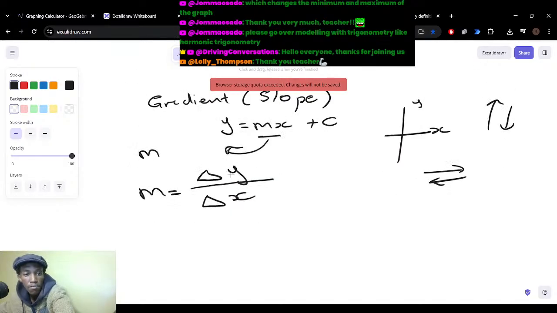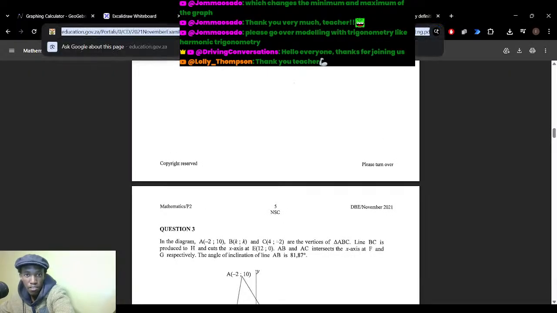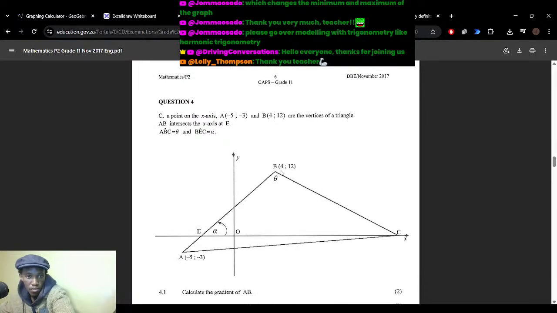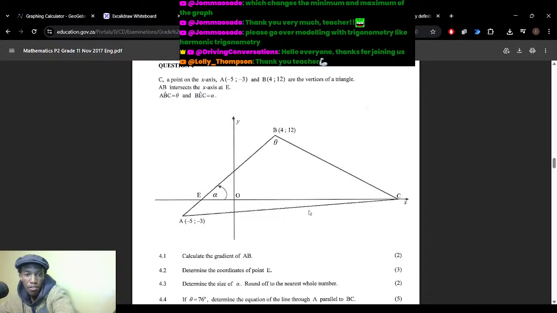In order for us to calculate the gradient of a line, we need 2 points on that line, right? For example, we can calculate the gradient of AB because we are given point B and point A, so we have enough information to do so. So let's proceed and calculate the gradient of AB.